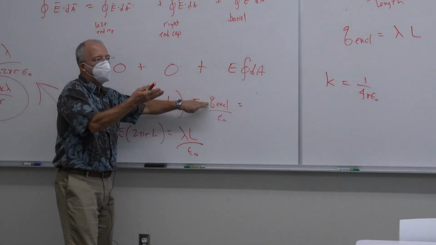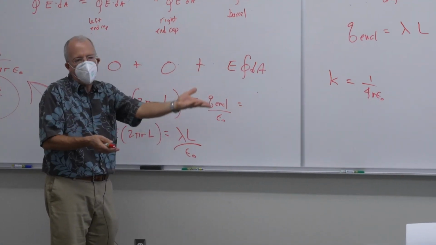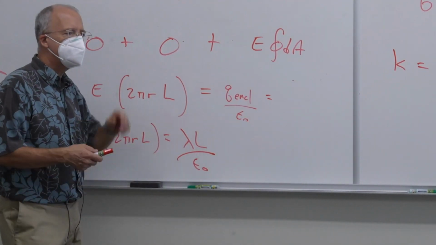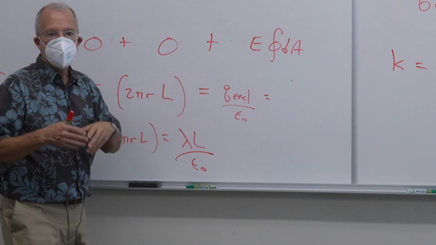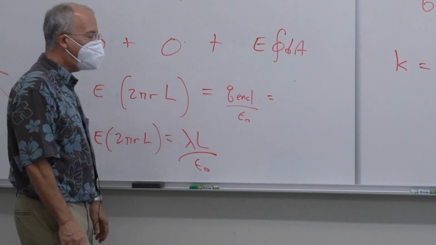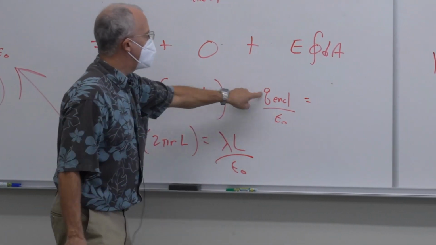Because they're never going to give us lambda or eta or a rho or something like that. They're always going to give us charge densities. So we have to figure out the charge enclosed in the fake thing. All right? So this might be a little challenging sometimes.